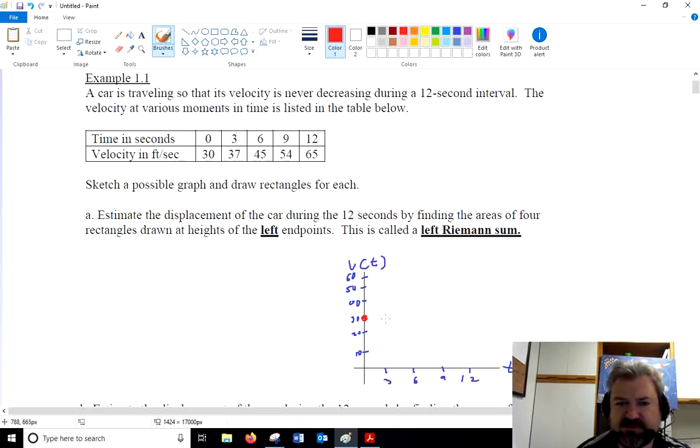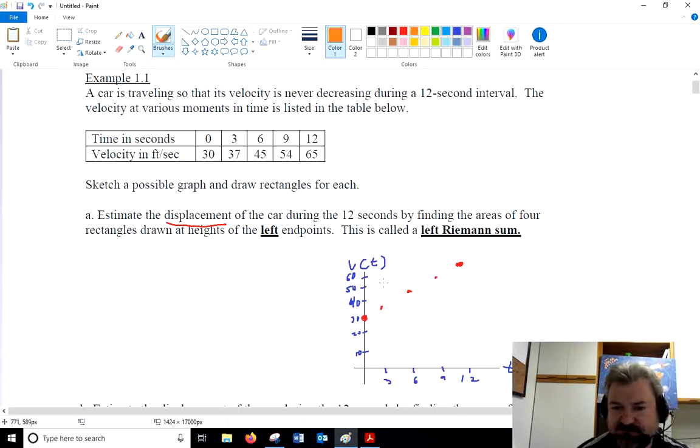At t equals 3, we're at 37. So a little bit faster, right? A little faster. That's a 40, by the way, right there. Got kind of smeared. At t equals 6, we're up here at 45. And then at t equals 9, we're at 54. And finally, we're up here at 65 at t equals 12. We want to estimate the displacement of the car during the 12 seconds by finding the areas of 4 rectangles drawn at heights on their left.